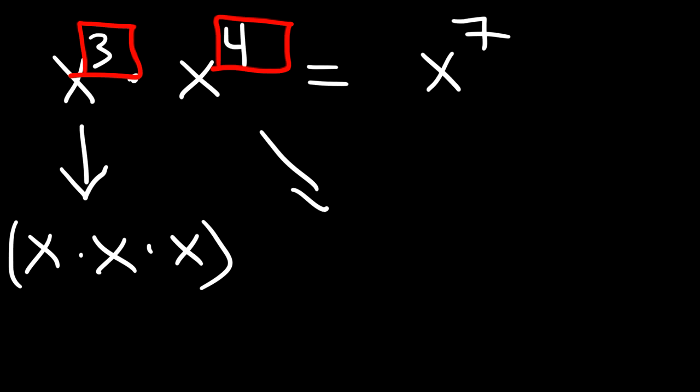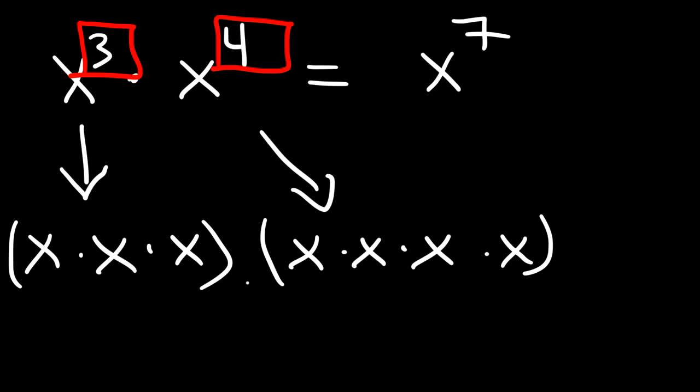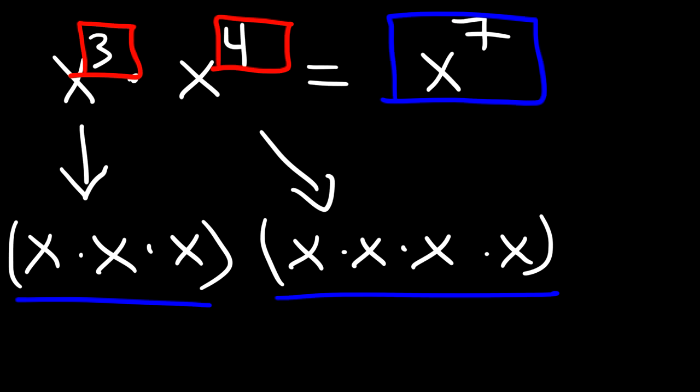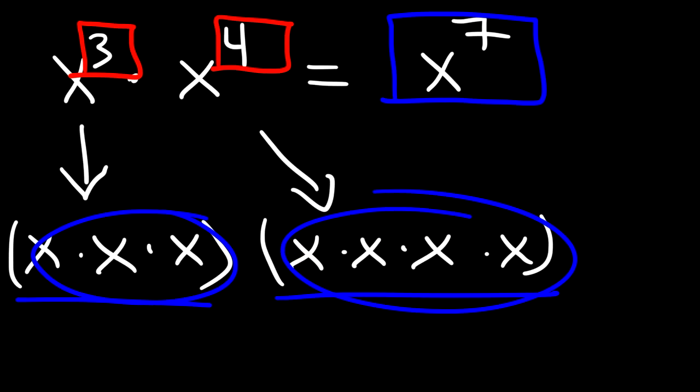Now x to the fourth power basically means that we're multiplying 4 x variables together. So when you combine 3 x variables and 4 x variables, you get that we have 7 x variables that we're multiplying together. 3 plus 4 is 7. And so that's why we get this answer, x to the 7th power.